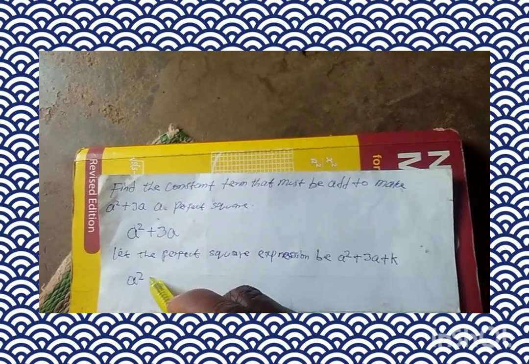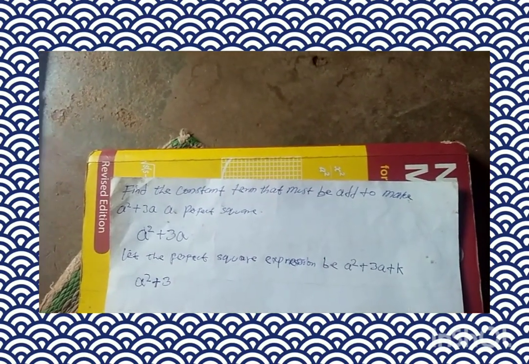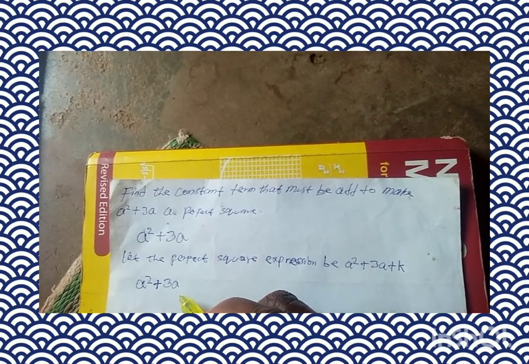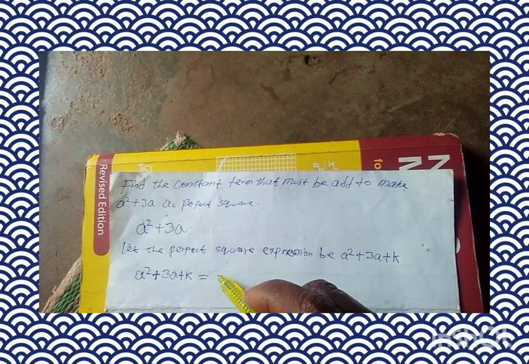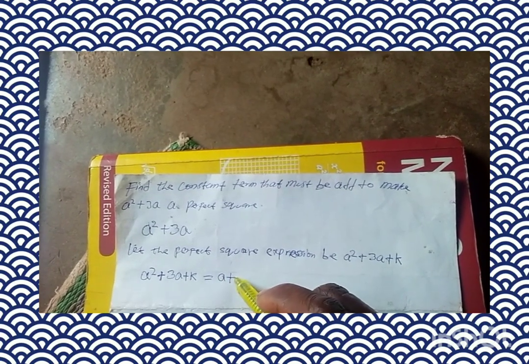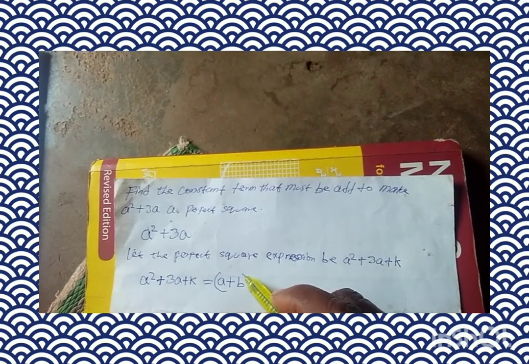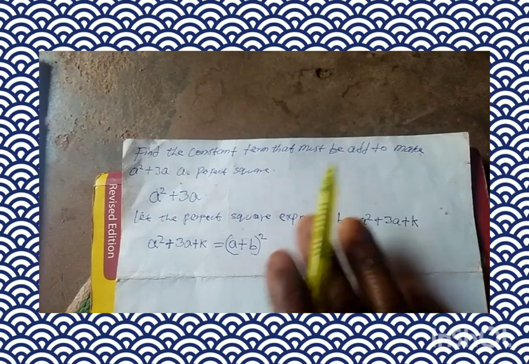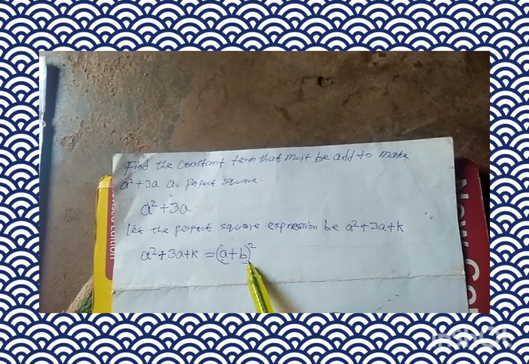So a squared plus 3a plus k is equal to a plus b squared. This is according to the perfect square identity.